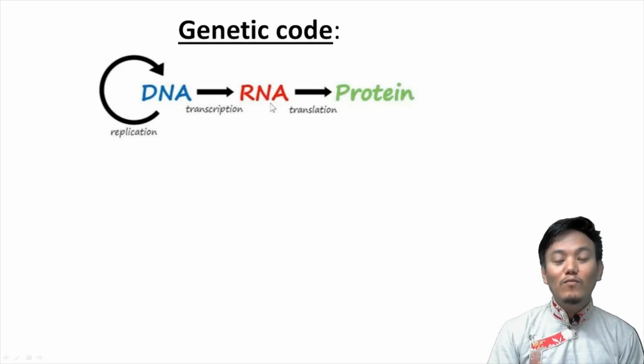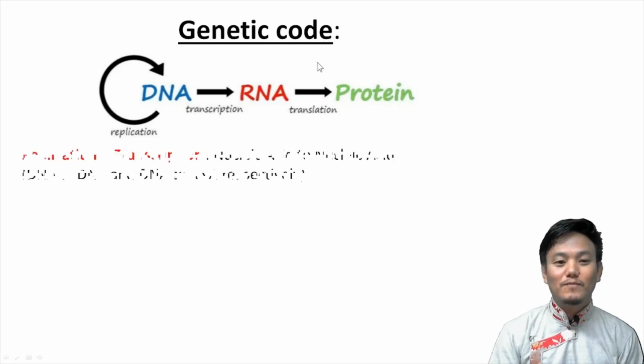But before we move forward with the process of translation, we need to understand how the information is stored within these genetic materials. The way in which the information is stored is called the genetic code. How proteins will be produced from DNA or RNA, and how that information is stored within DNA and RNA, is called the genetic code.